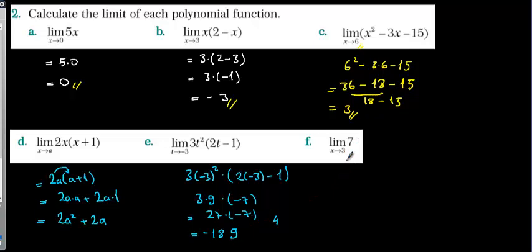Here in this one we don't have any x value, so it's very easy for us, because the limit as x tends to 3 of 7 is again 7. Why only 7? Because we don't have an x value, so it's going to be the same.